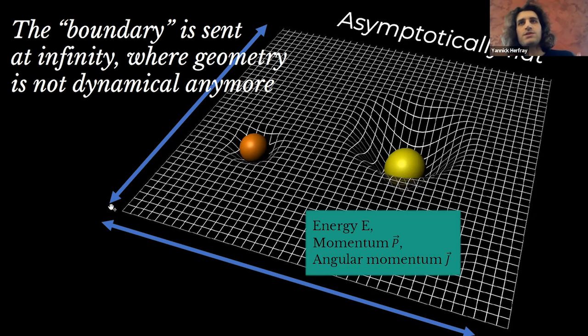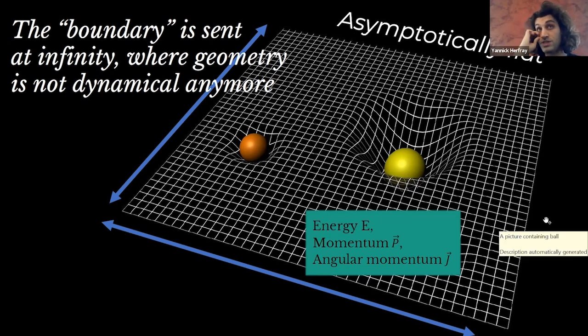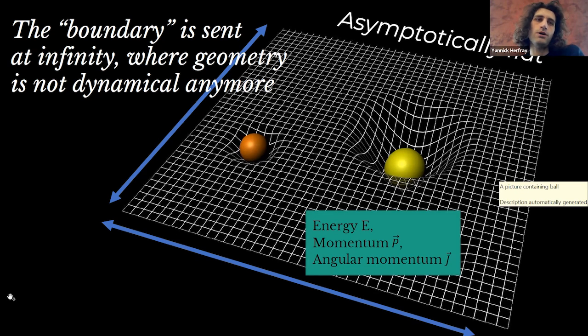So when you do this, you're going to impose that in some sense, at the boundary, your geometry is flat asymptotically. In doing so, you can again split what is the boundary part of the geometry and what is dynamical, and you can make sense of energy, momentum, angular momentum of your system. So you get something which is as close as you could hope for to an isolated system.